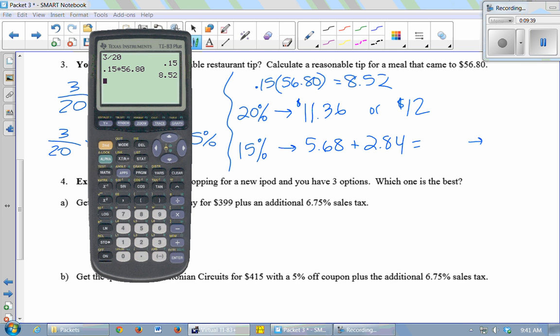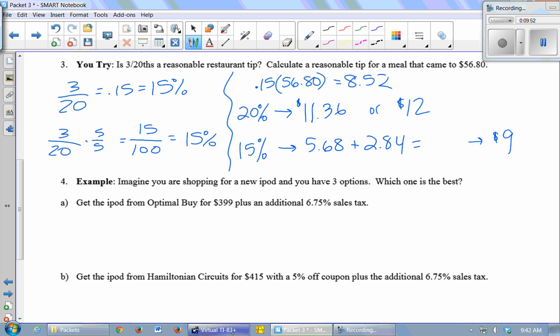If I was going to do it the easy way, I would say round that to 60. 10% is 6. Half of that is 3. Add them together and you get $9. So there's lots of little things you can do to calculate these things in your head.